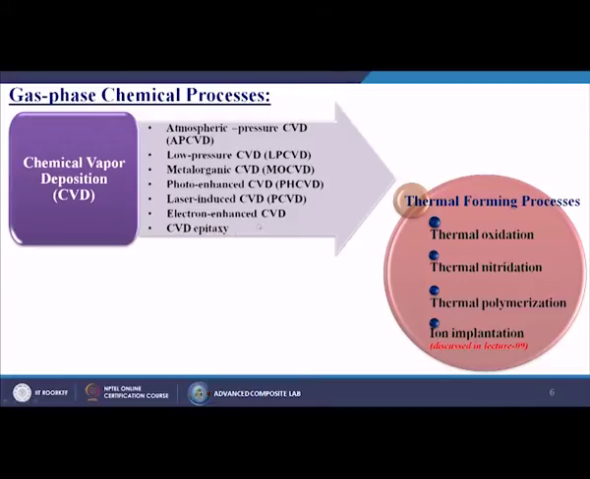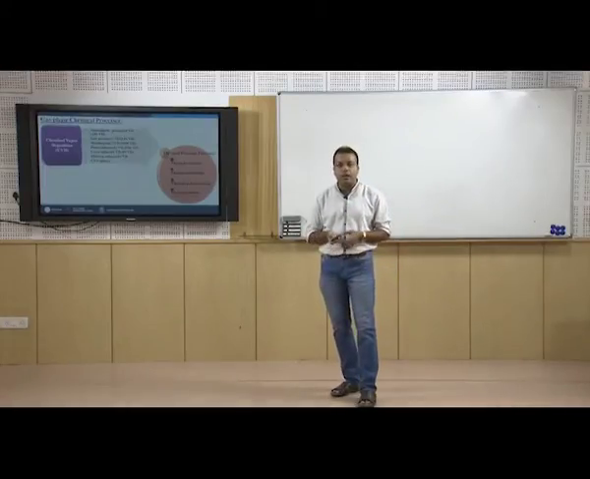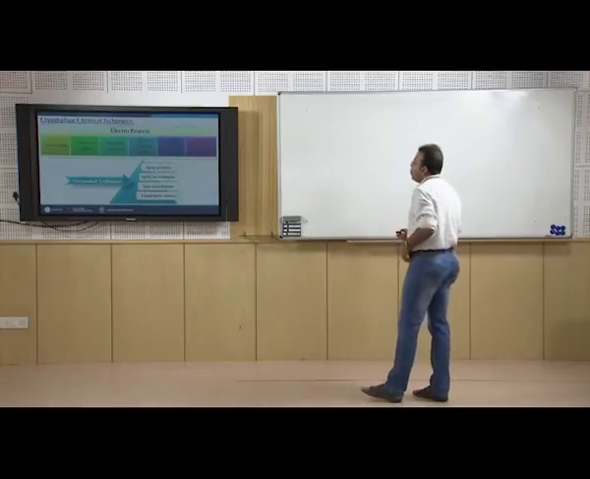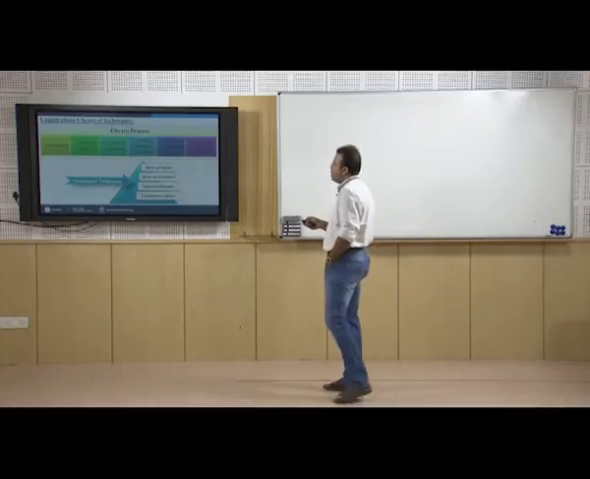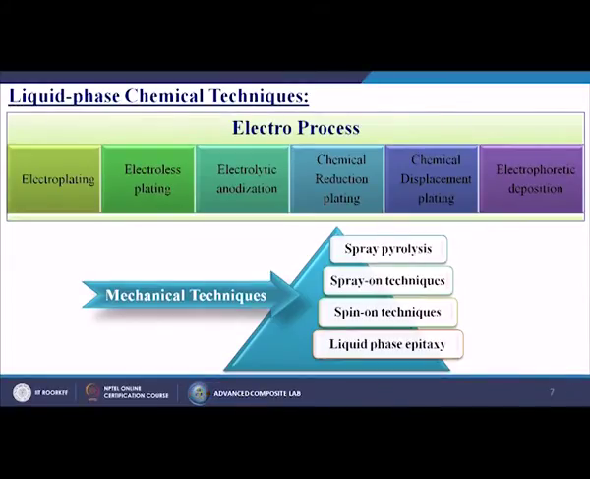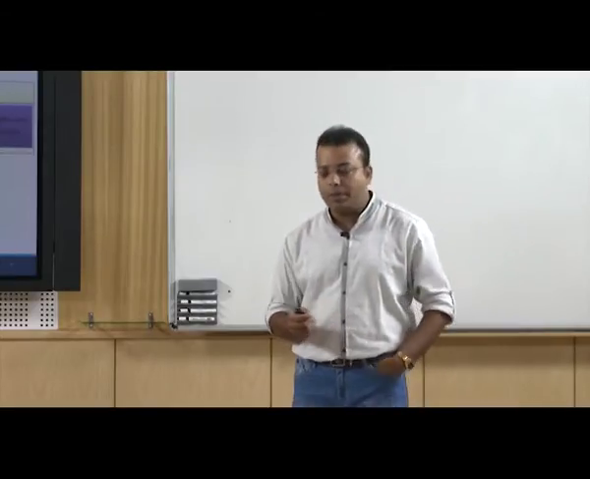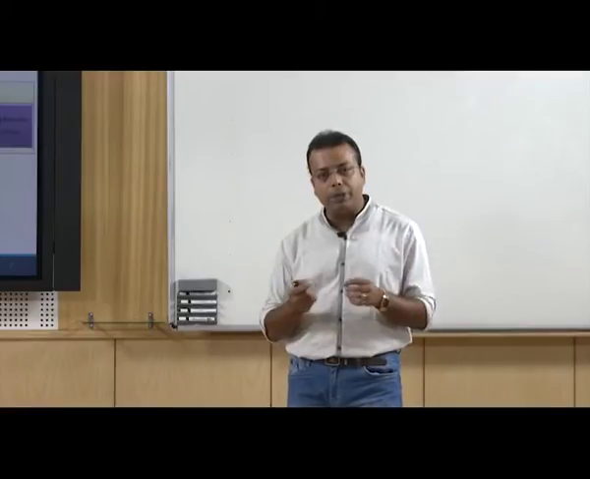What are the thermal forming processes available? One is thermal oxidation, thermal nitridation, thermal polymerization, and ion implantation, which we have elaborately discussed in our 9th lecture. Next we come to the liquid phase chemical techniques. First, there are several types of processes called electro processes. From the name itself you can understand that we are giving some kind of electrical energy to the process, or there should be some potential difference in the process.